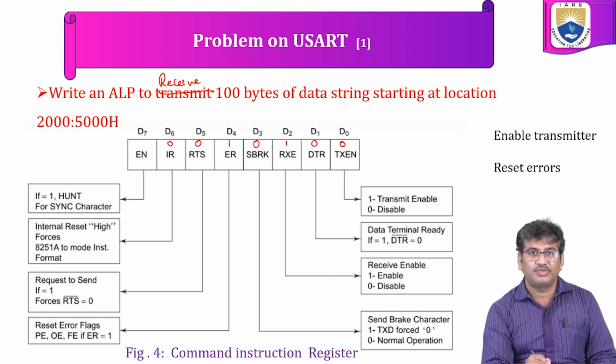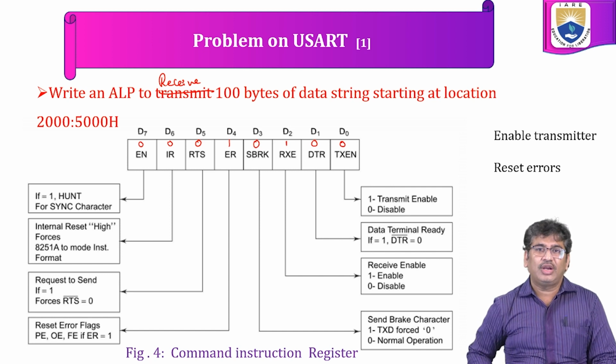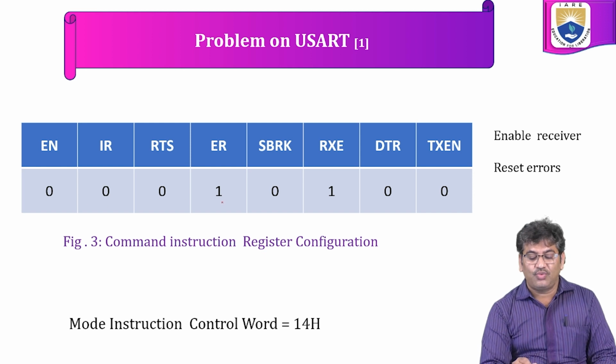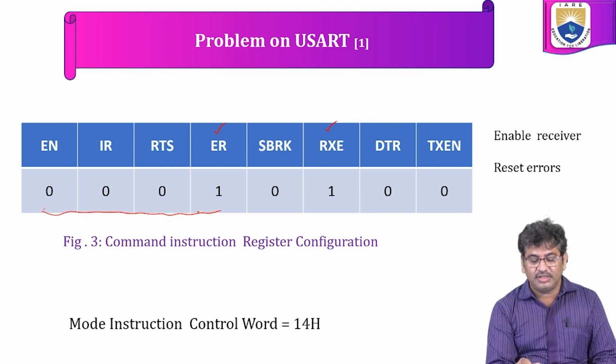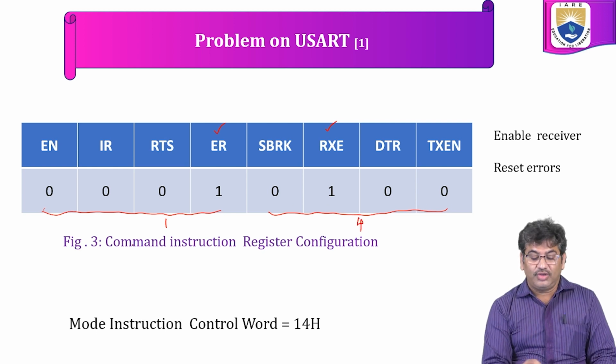Internal reset is not specified. Hunt characters are not specified. So the value which we are going to write into the command instruction register is 0001. One is for clearing the error flags. The second bit is for enabling the receiver. So the bit format is 0001, which is 1H in hexadecimal representation. In the binary format 0100, its equivalent hexadecimal is 4. So the value which we are going to write into the command instruction control word is 14H.